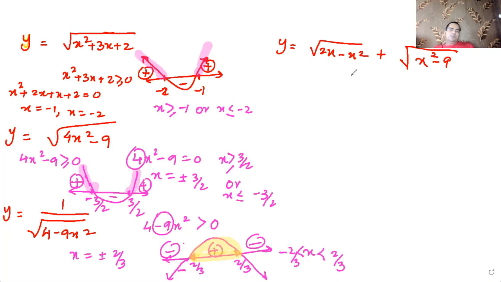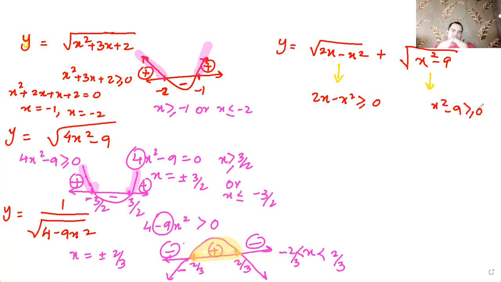And now when you look at the domain for combined square roots, where there are two functions, how do we find the domain for that particular function? In this case, you find the domain of the individual functions. So I'll take 2x minus x squared greater than or equal to 0, or it should be x squared minus 9 greater than or equal to 0.